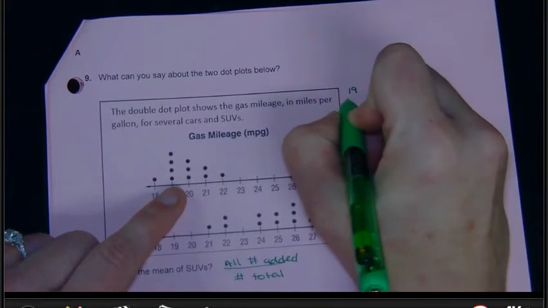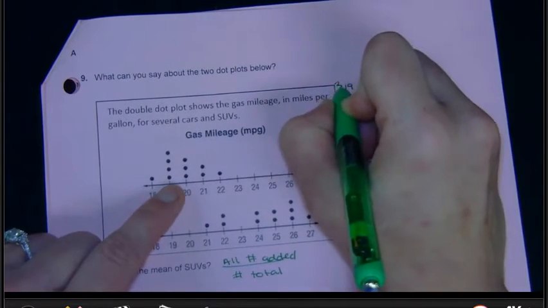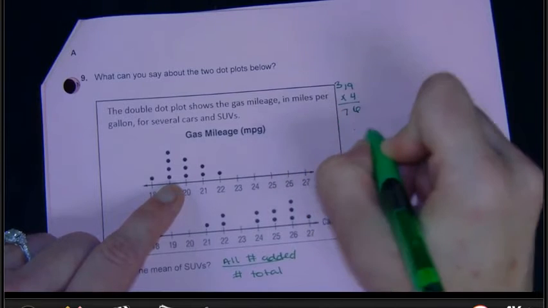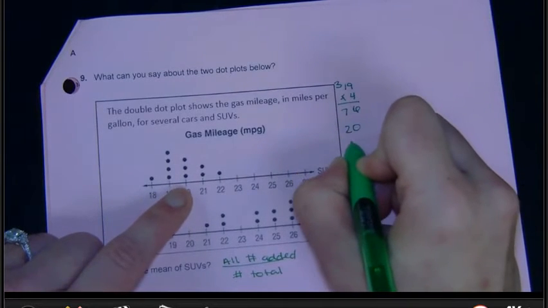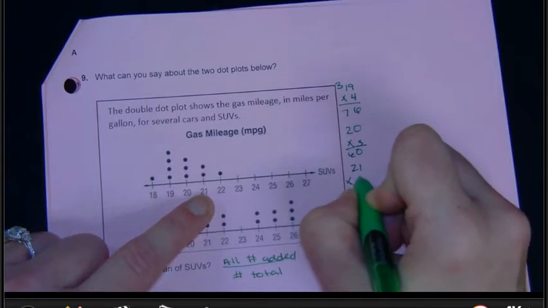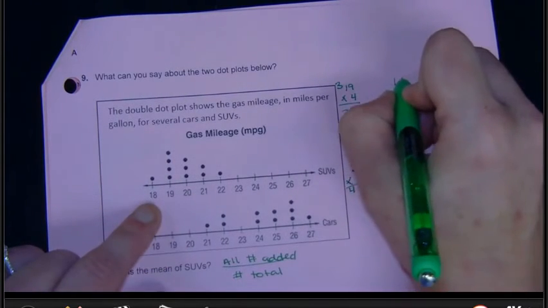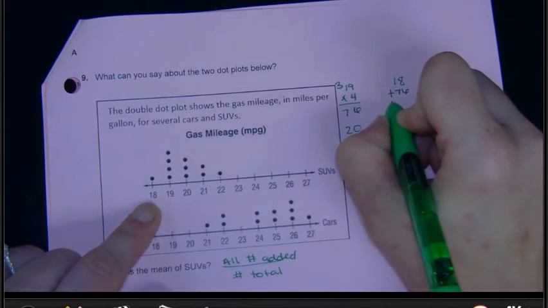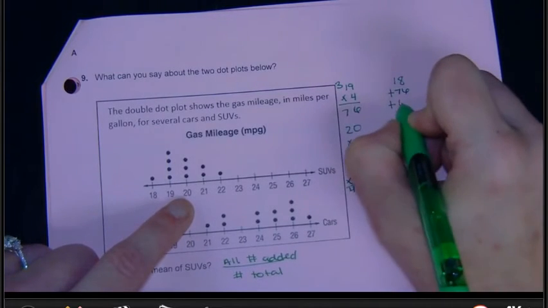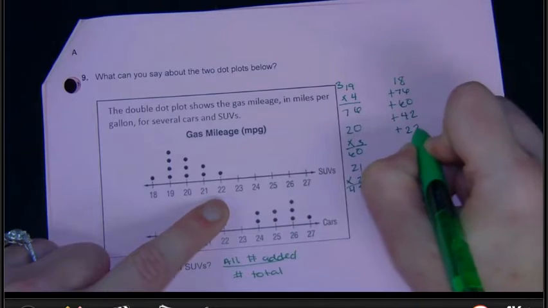So I looked and I saw that 19, I have it 4 times. So I'm going to do 19 times 4 to get 76. 20 times 3 is 60. 21 times 2 is 42. And I'm going to add all these numbers up. So I'm going to have 18 plus 76 plus 60 plus 42 and then plus 22.